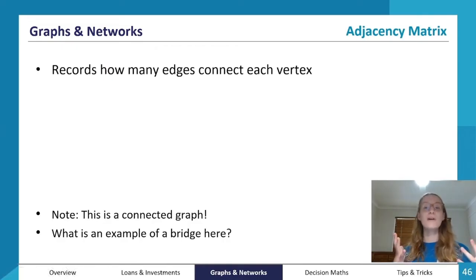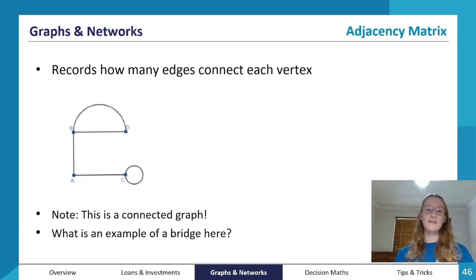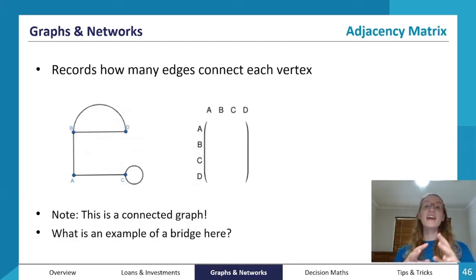So let's have a talk about the adjacency matrix. So what is an adjacency matrix? An adjacency matrix would look something like this, except it would be filled in with numbers. And it is like a matrix, which you would have covered in year 11, that records how many edges connect each vertex. And note also as well that this is a connected graph because everything here is connected. We don't have any isolated vertices.